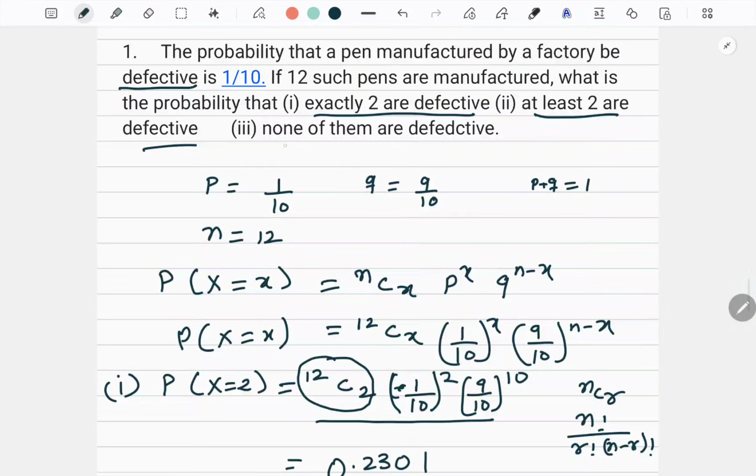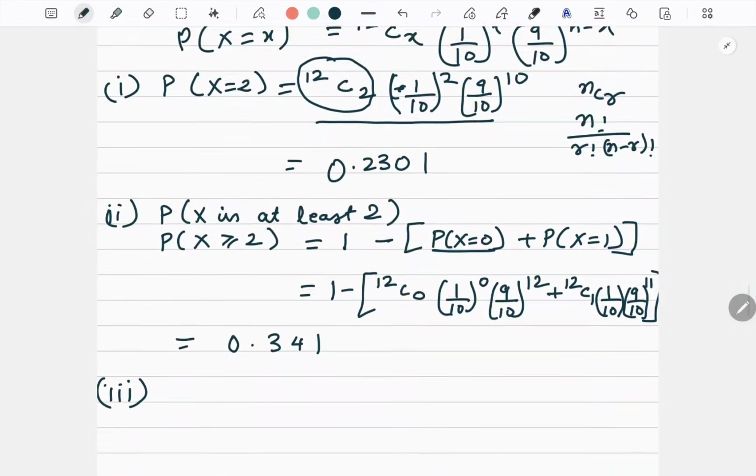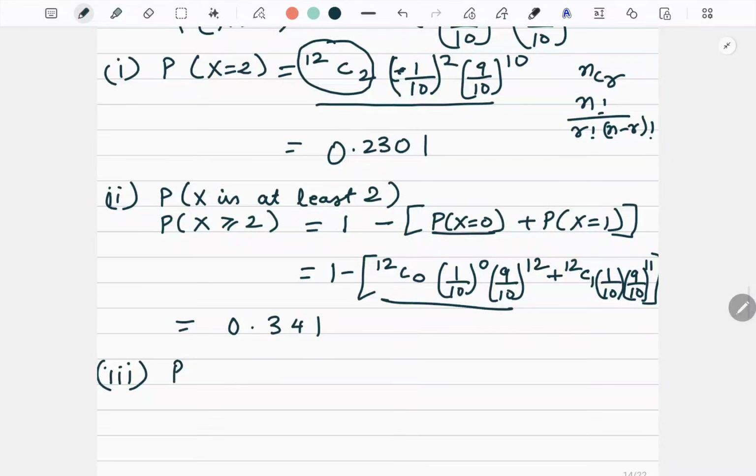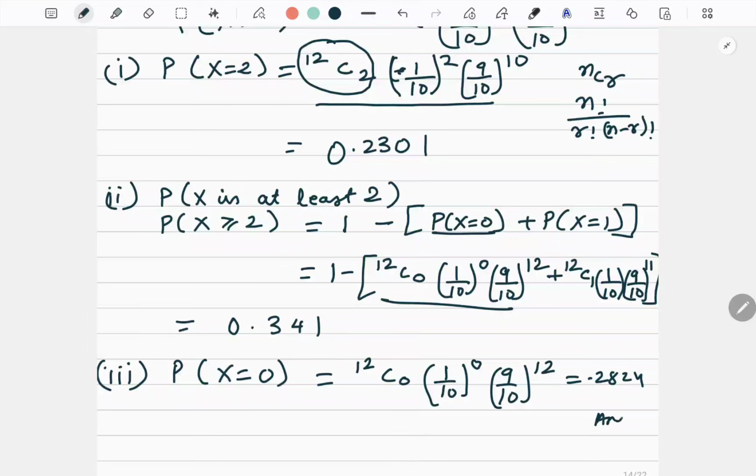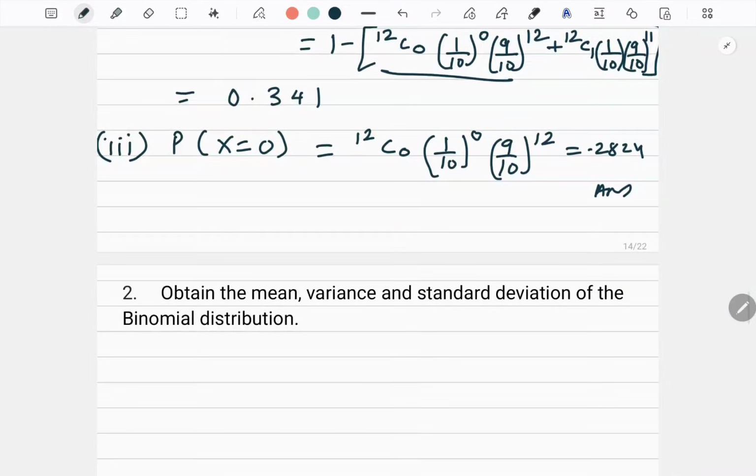Now come to the third case. The third case says none of them are defective. So none of them defective. We have already calculated this here. So probability for x is equal to 0 is equal to 12C0, 1 by 10 to the power 0 and 9 by 10 to the power 12. So this is equal to 0.2824, which is my answer. So doing the question is very easy. Just recognize your p, q, n and understand properly what exactly x they are asking for. Okay, so this was the example of a question which you will come across in binomial distribution.